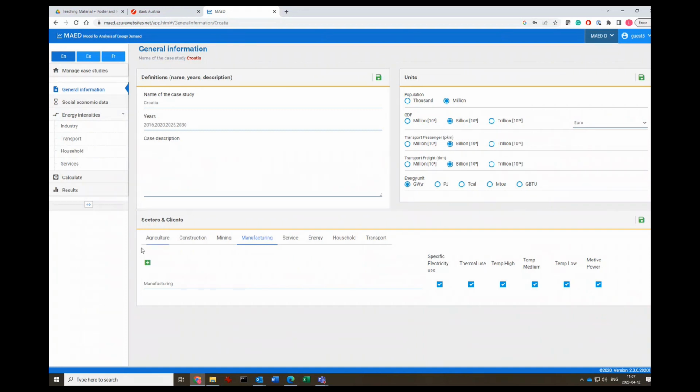So this is defining the structure of our model in the industry sector. These are the ones that were discussed today, and then in the next days we will see how the structure and the input data are prepared for the service sector, for the household, and for the transport sector. Okay, so now we have to go to the energy intensities in the industry sector. Here.